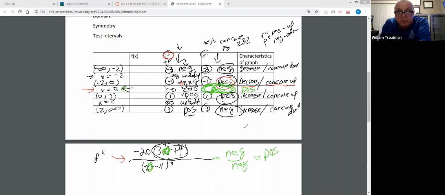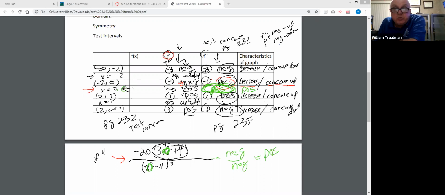So I'm going to actually write that down on page 235. You need to look at page 232, the test for concavity rule. It's really important that you look at both of these and really understand them. Test for concavity. And then page 235 is the second derivative test. Even though they're both second derivative tests, this one's just called the second derivative test.